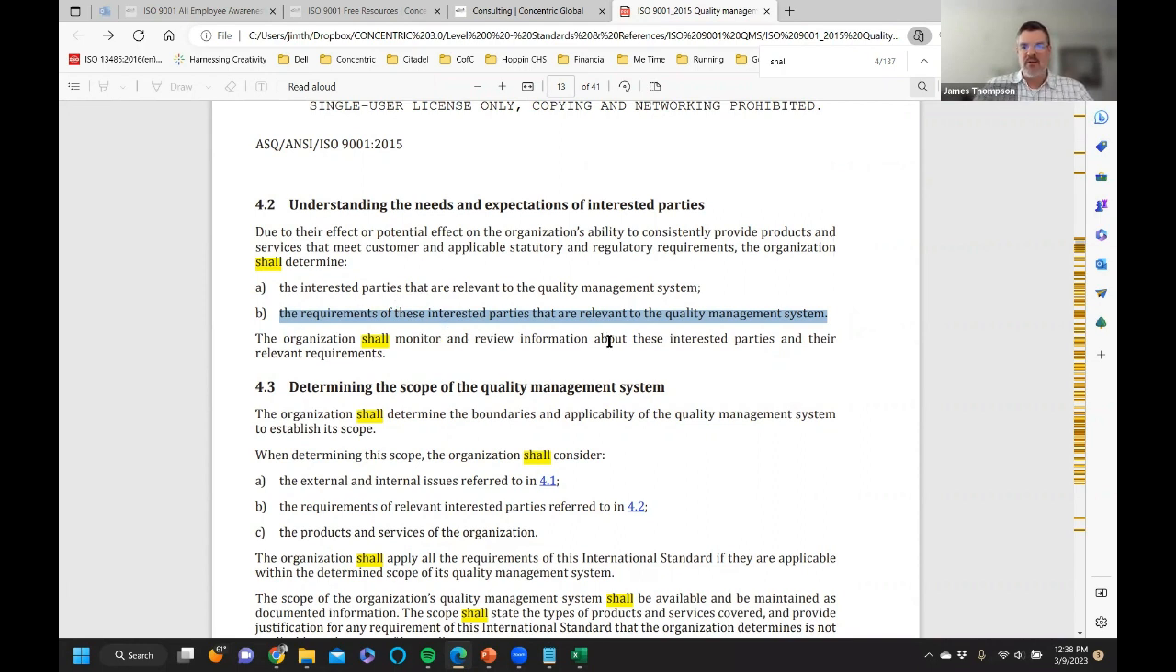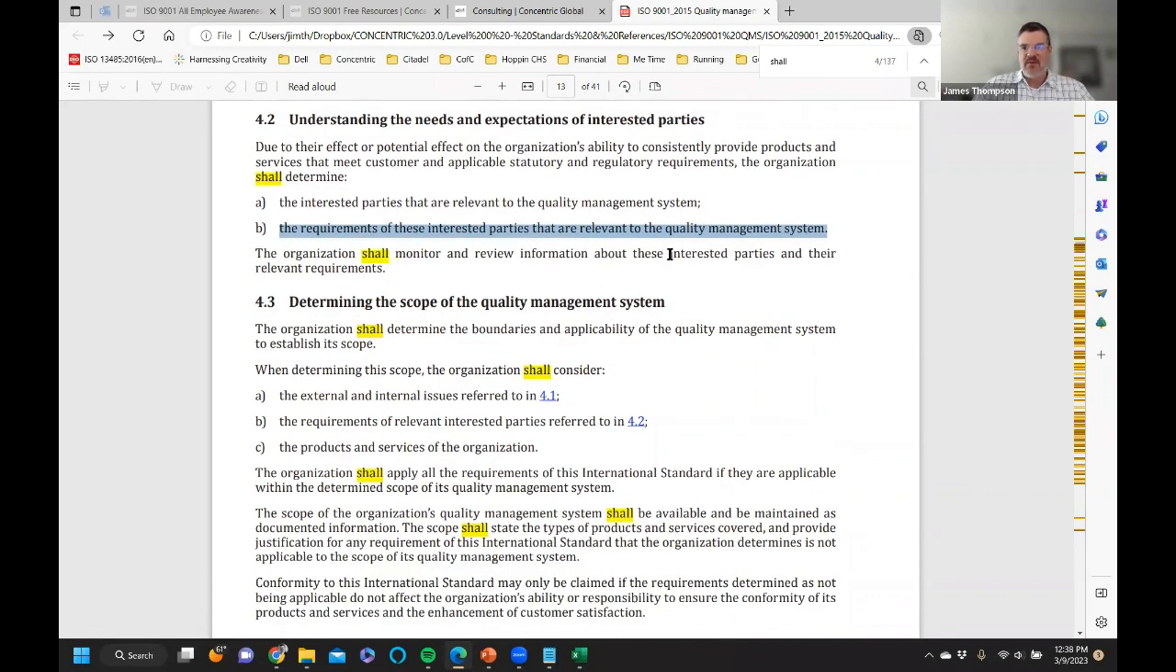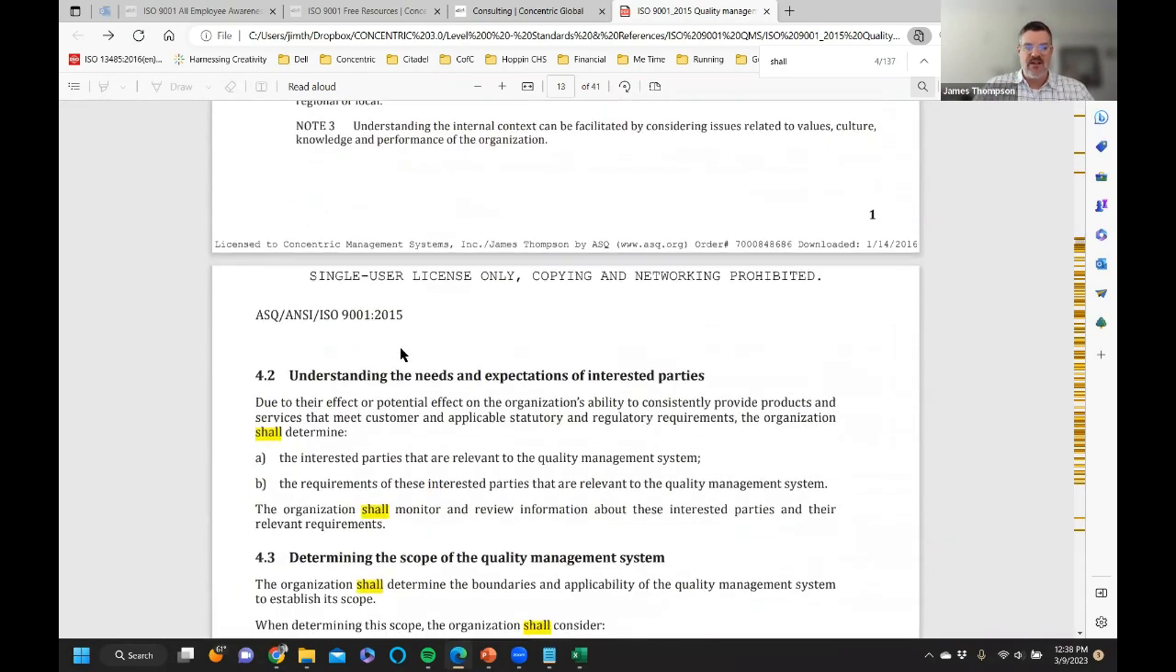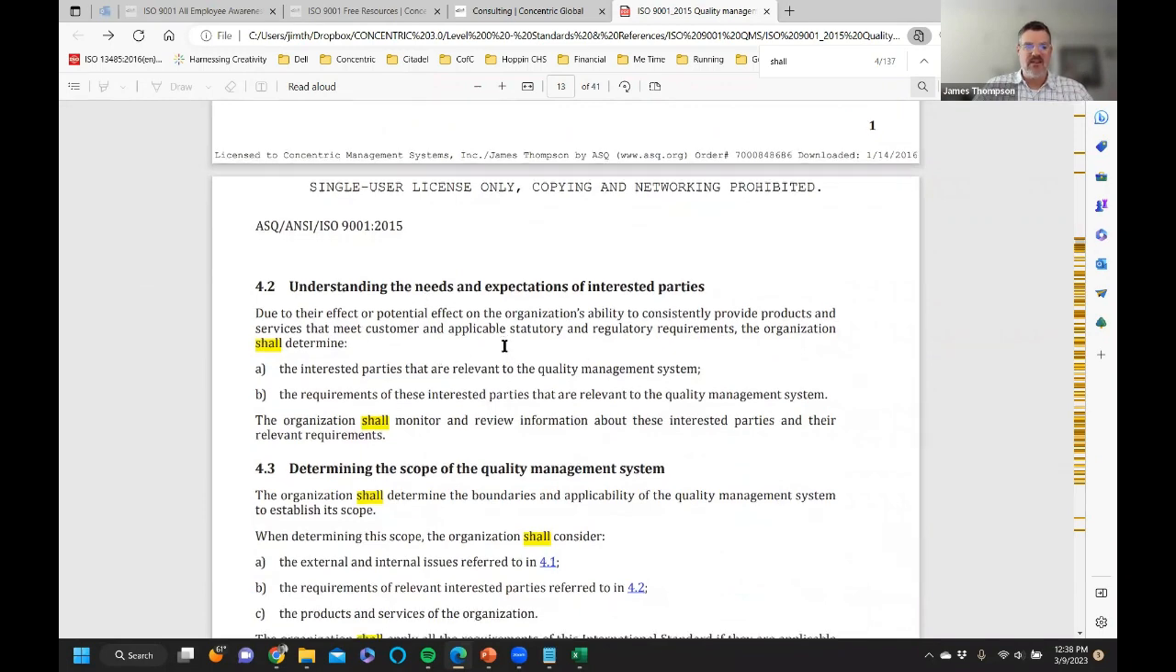The organization shall monitor and review information about these interested parties and their relevant requirements. Most of the time, the interested parties you're primarily going to be focused on in the quality management system are in a customer-supplier relationship, whether that be internal customer or internal supplier, or your customer or the end user. So again, who are you as an organization? What are the needs and expectations of your interested parties?